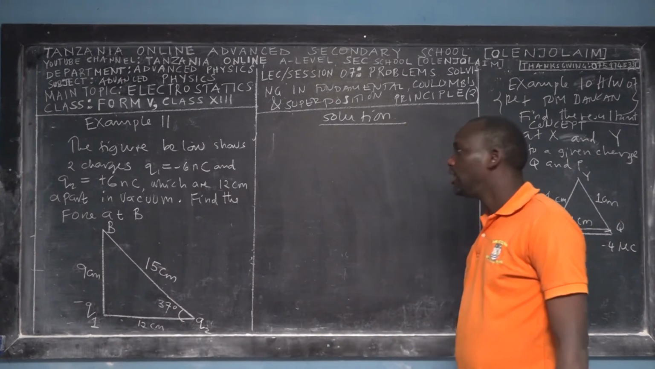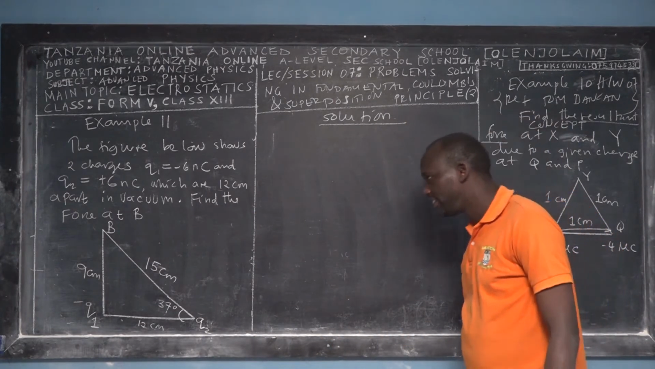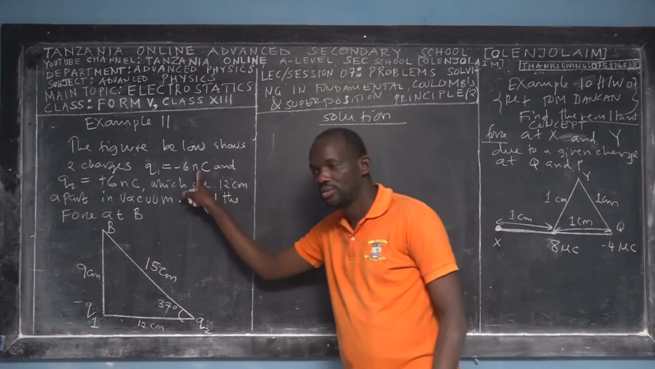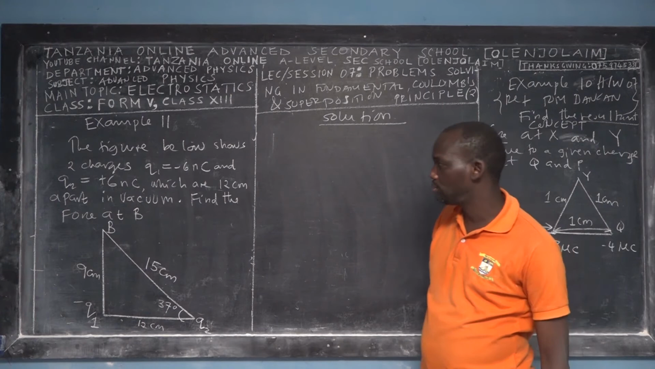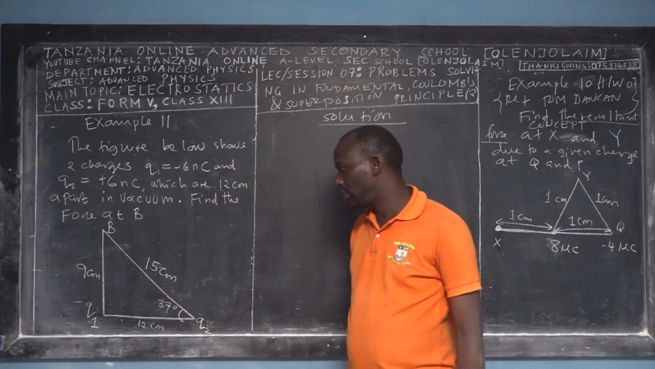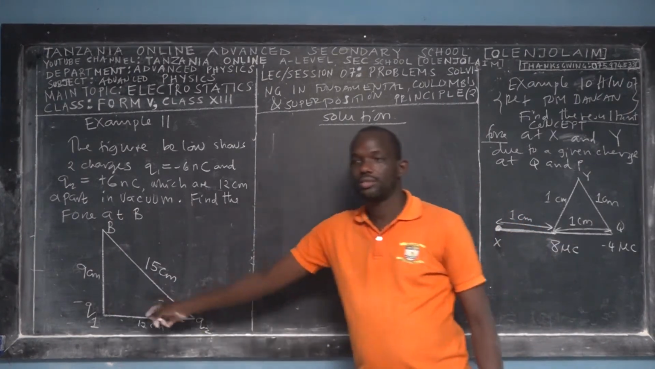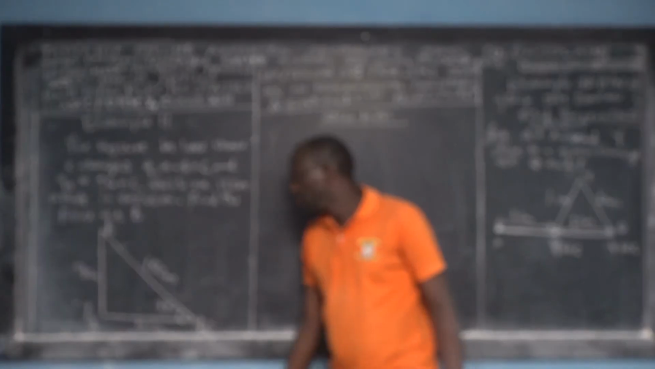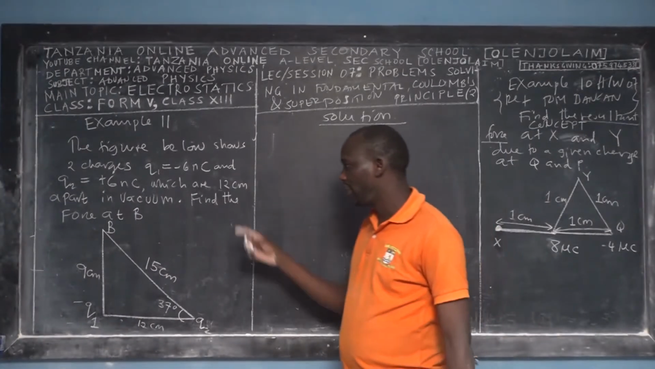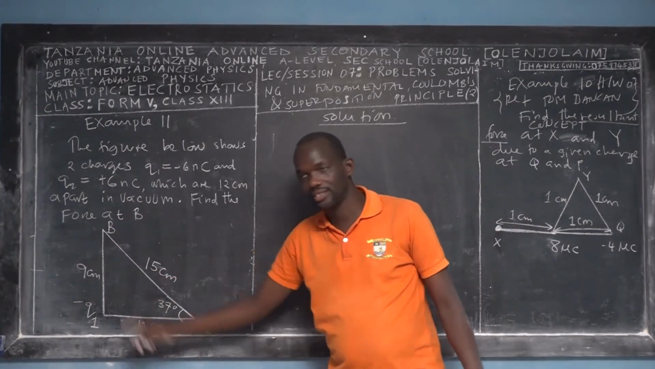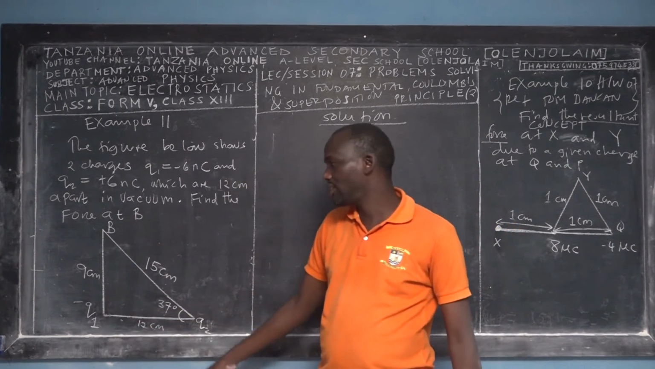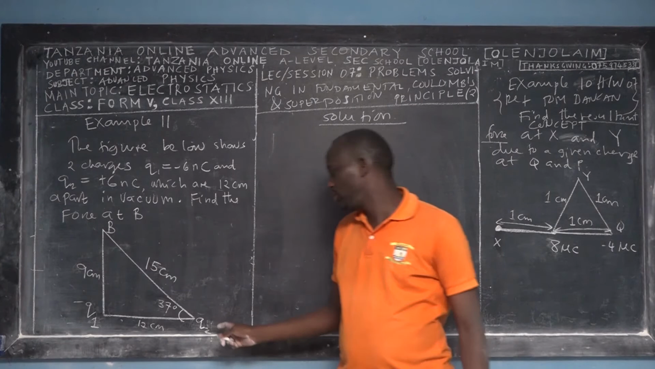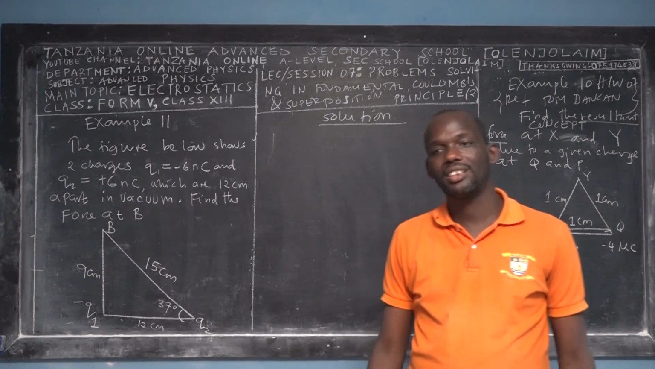The figure below shows two charges, Q1, negative 6 nanocoulomb, and Q2, positive 60 nanocoulomb, which are 12 centimeters apart in vacuum. Find the force at B. The distance from B to Q1 is 9 centimeters, and from B to Q2 it is 15 centimeters.